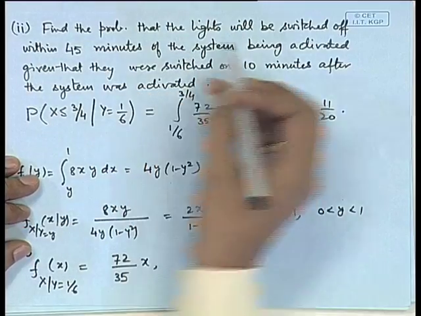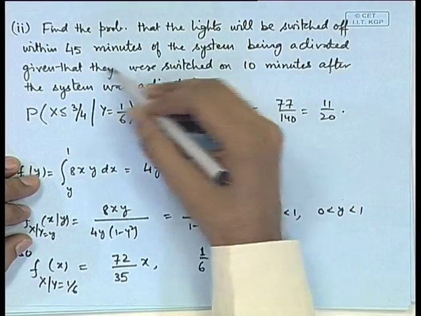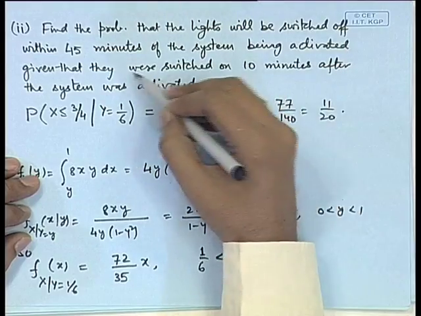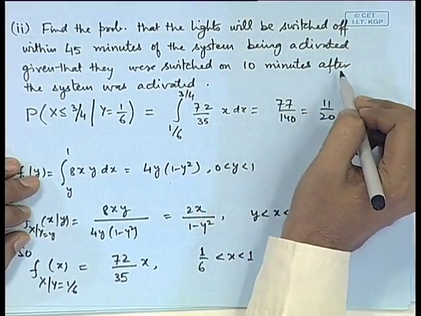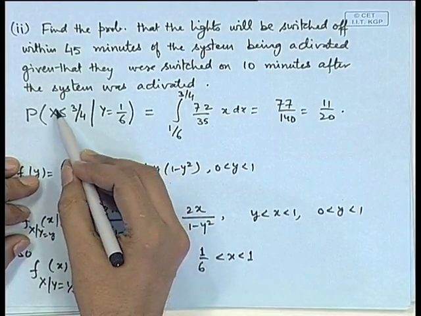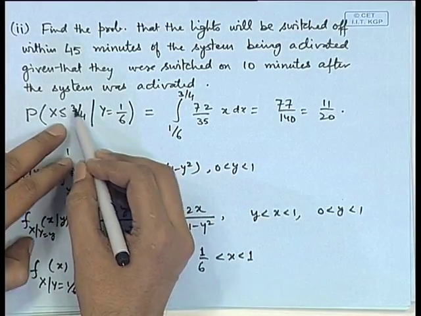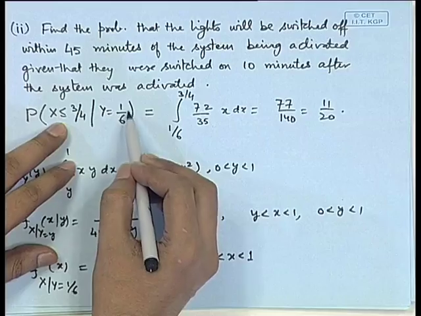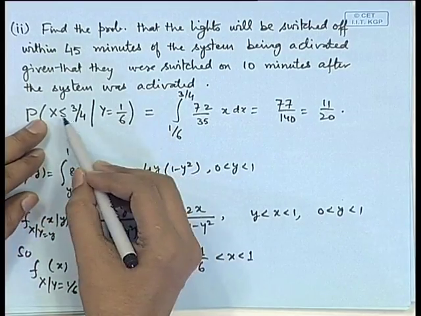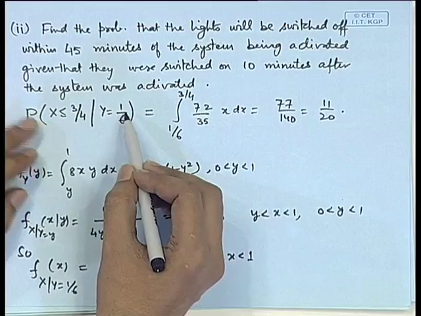In the same problem, let us look at what is the probability that the lights will be switched off within 45 minutes of the system being activated, given that they were switched on 10 minutes after the system was activated. That means, what is the probability that x is less than or equal to 3 by 4, given that y is equal to 1 by 6. So, we need the conditional distribution of x given y.